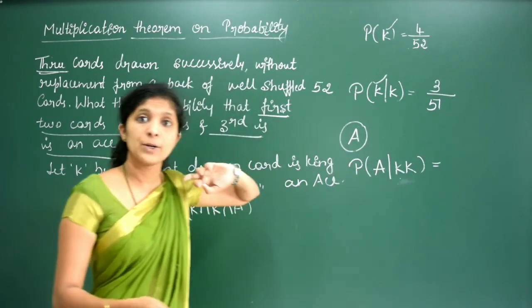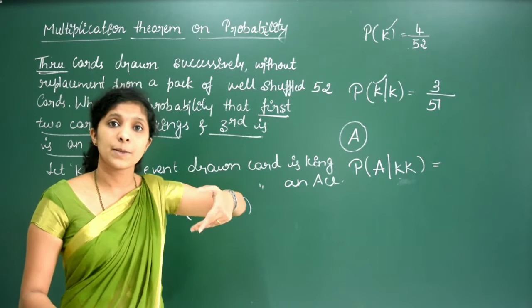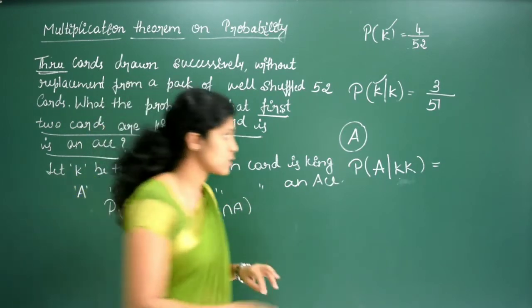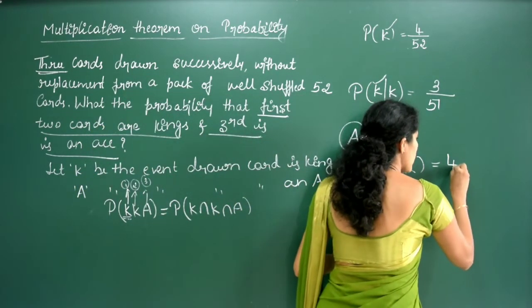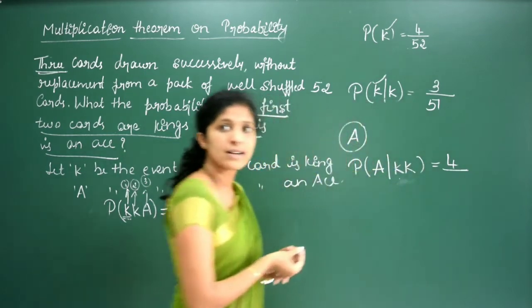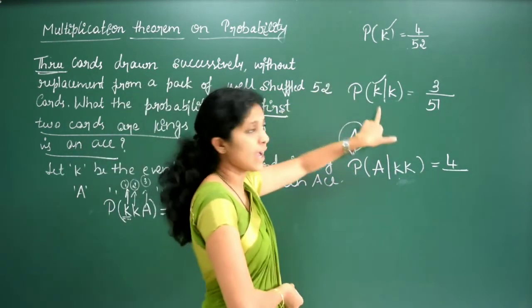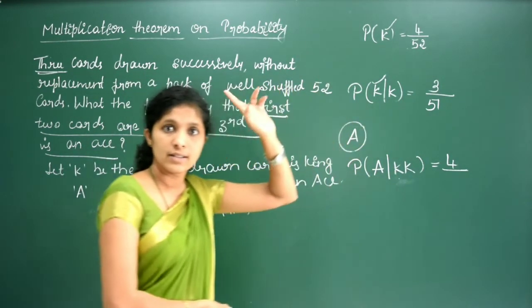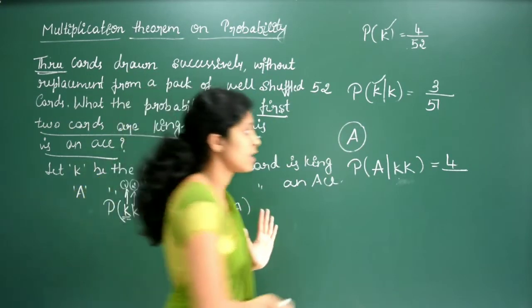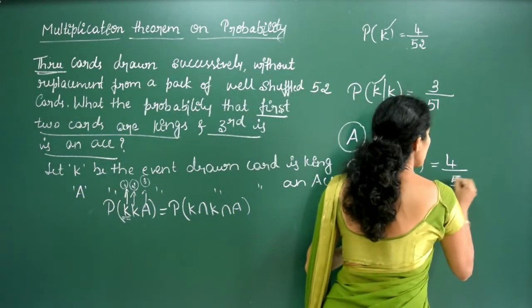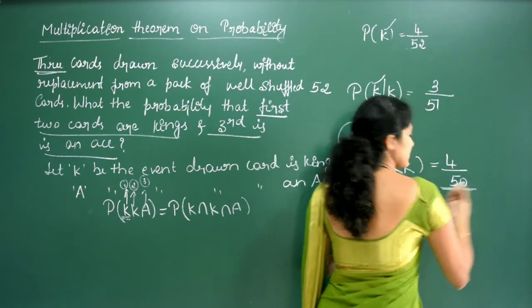Now what is the probability of an ace? Total how many aces are there? 4, right? So the probability will be 4 divided by the number of cards now. Here 1 is done, another is done, so 2 are done. Now the remaining cards are 50. So this will be equal to 4 by 50. So this is the probability.